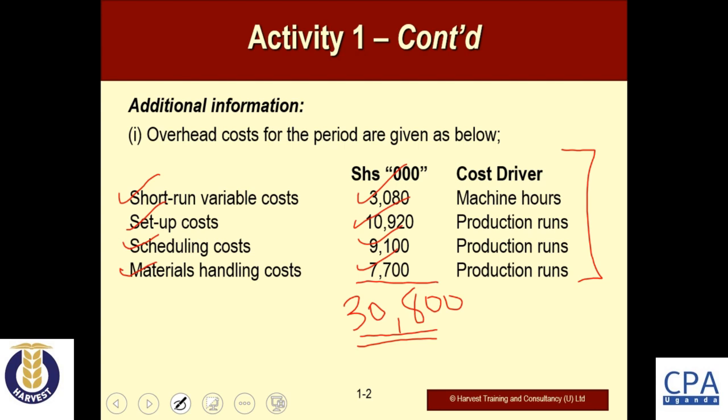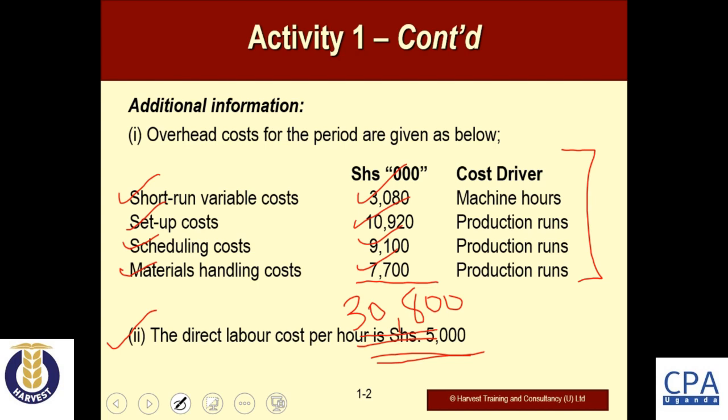They proceeded to give us the cost drivers for each of those costs. For the short-run variable costs, the cost driver is the machine hours. For the setup costs, the cost driver is the production runs. The scheduling cost driver is the production runs as well, and the material handling cost driver is the production runs. This is very important information for determining the activity-based cost per unit of each product. We are also given that the direct labor cost per hour is 5,000 shillings.